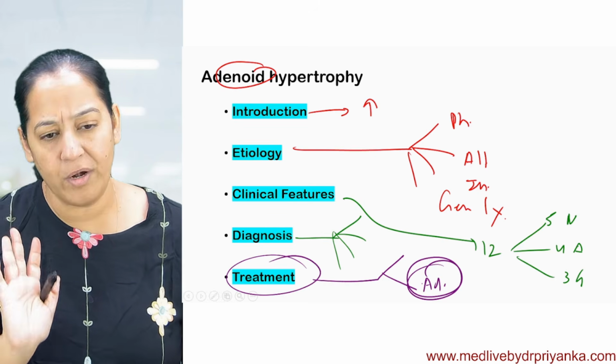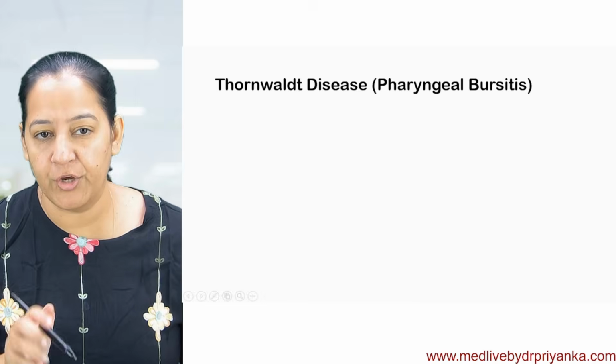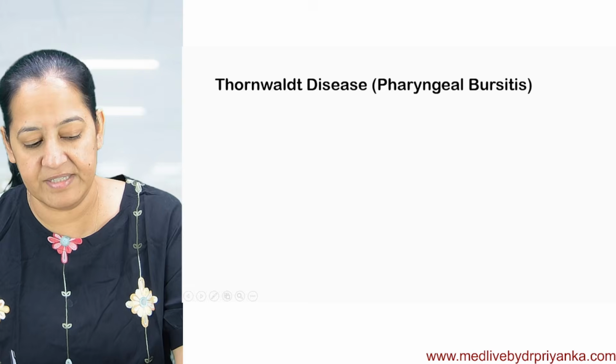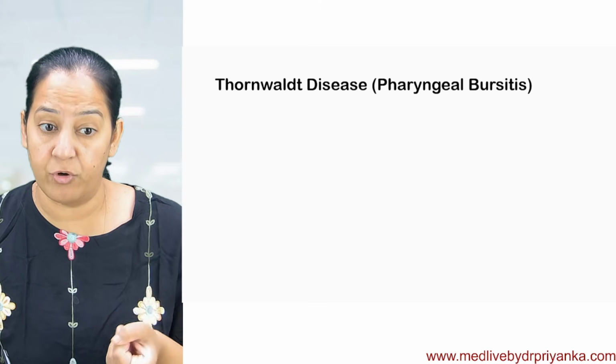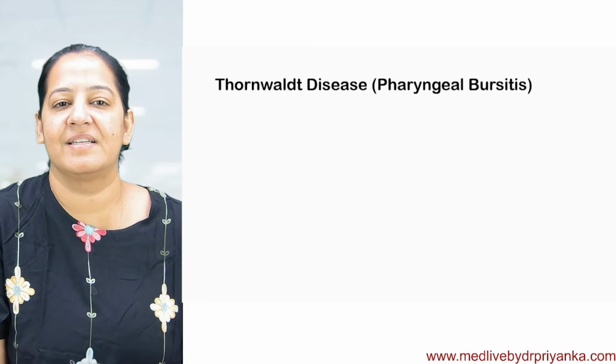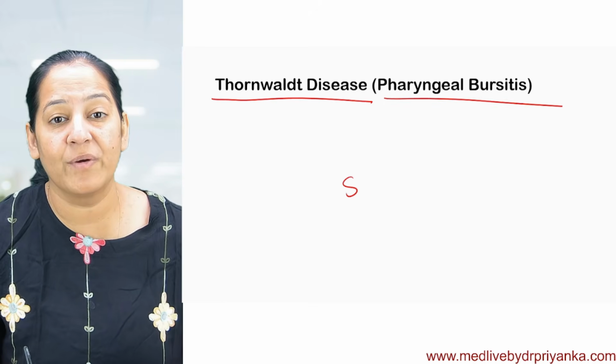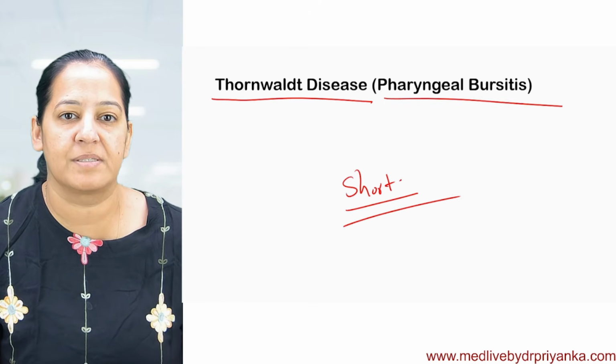Now here, a small disease. One more small disease I am teaching you in this session. We are done with adenoid hypertrophy. Okay, the first disease of this session is done. One more small disease I want to teach you in this episode only. The name of that disease is Thornwaldt disease. What is Thornwaldt disease? It is also known as pharyngeal bursitis. You get a short note in your university exam on this.